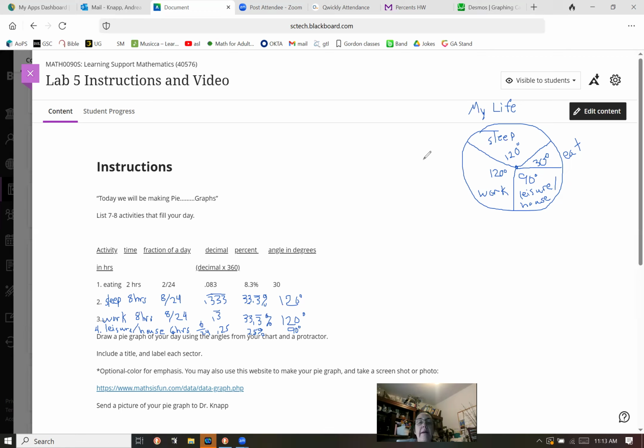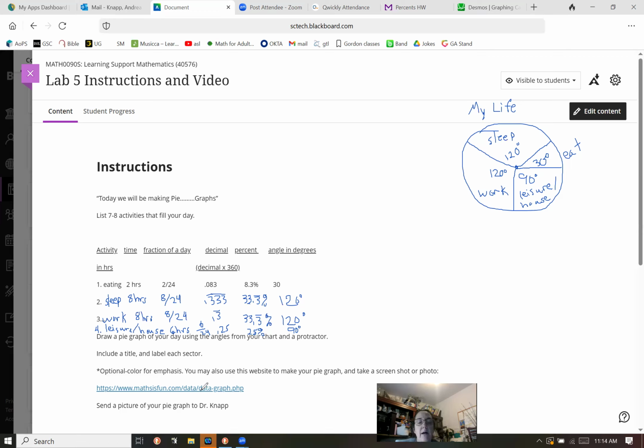So just go ahead and finish up your own chart. Do make sure that you are including this table in your final lab. So I need to see the table as well as the pie graph. Now, I do want to show you how you could make that pie graph using technology on the Math is Fun website. So I'm going to show you that now.